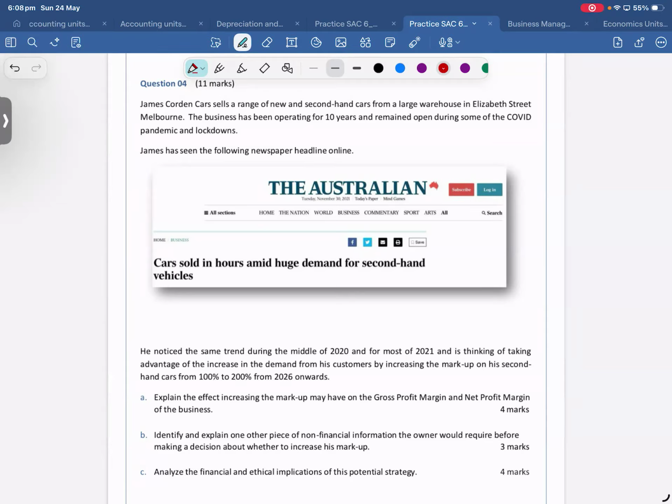What is gross profit margin, guys? For those who have forgotten the concept, what is gross profit margin? Every dollar of sales, how much is gross profit?